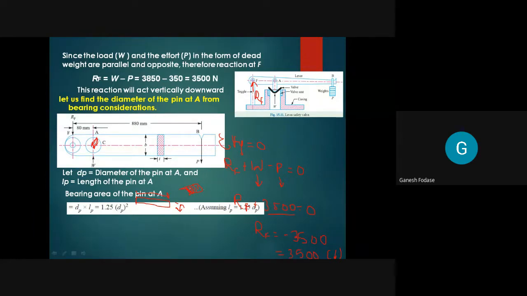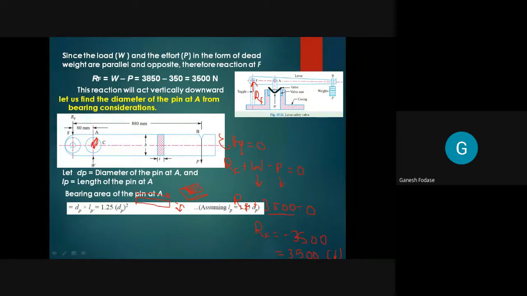अरे बेरिंग एरिया काय असणार आहे ऍट पिन? ही जी तुमची पिन आहे त्याचा बेरिंग एरिया काय असणार आहे? रेक्टँग्युलर एरिया. सरफेस एरिया जो कॉन्टॅक्ट मध्ये येतो त्याचा तो कसा काढायचा? याची विड्थ किती झाली, डीपी, डायमीटर डीपी, इंटू एलपी. सो दिस वन इज युअर डीपी अँड दिस युअर एलपी. सो डीपी इंटू एलपी इज युअर bearing area.